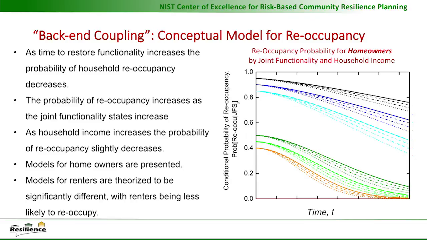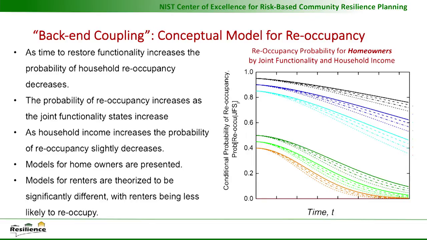To the point that in certain households, if it takes a significant amount of time, then it's unlikely that the house will ever return to the house that they occupied before the event. We're also including in this one important social vulnerability characteristic, which is income. And in this case, we're theorizing that as income increases, the probability of reoccupancy slightly decreases, whereas households that have more income are likely to wait till the joint functionality has returned to a higher state.